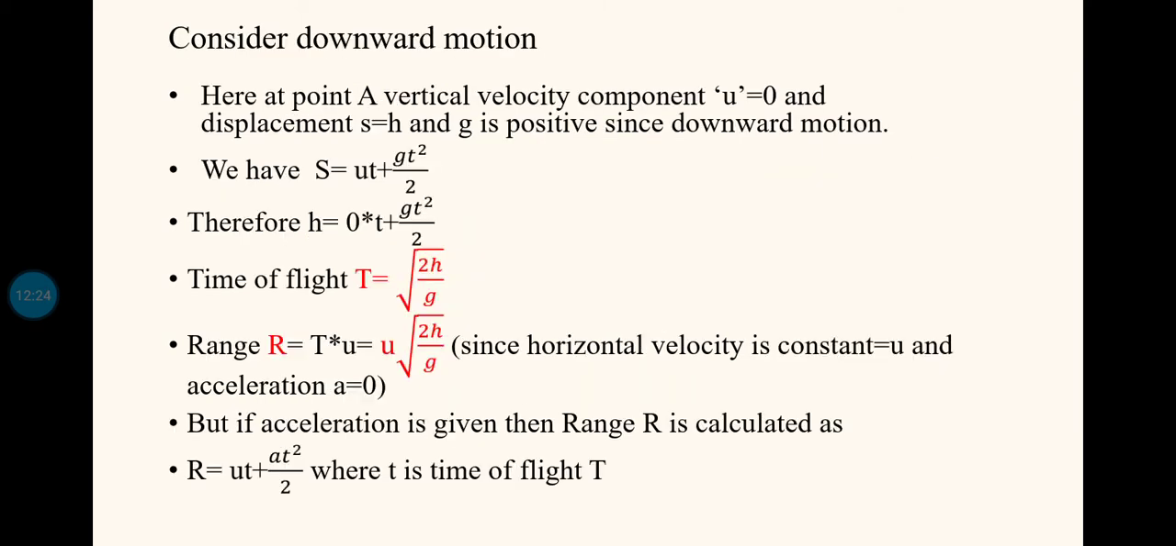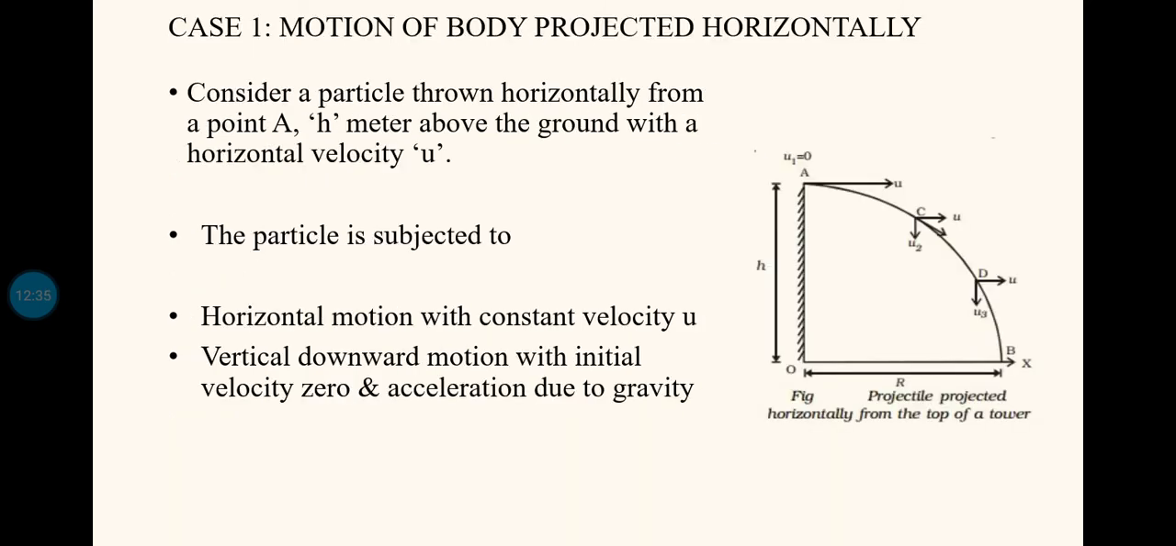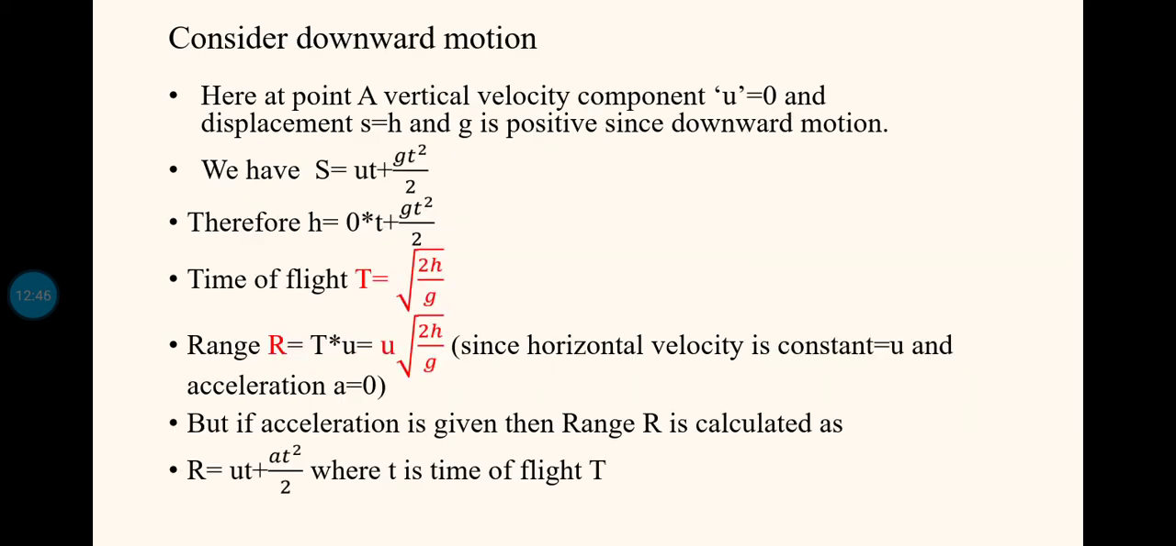Keep in mind. Now consider the downward motion. First we are considering the downward motion. Here at point A, the vertical component of velocity u is equal to 0 and displacement s is equal to h. You can see here, considering the vertical motion, u is equal to 0 and the total vertical height that the particle traveled is from ground level to this level, that is h. So s is equal to h and u is equal to 0, and g is positive since it is downward motion, since the body moves towards the gravity, therefore acceleration due to gravity g is positive.